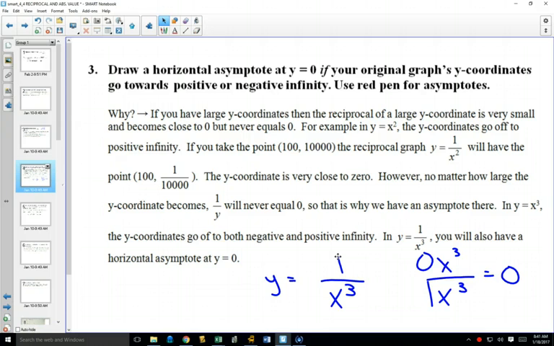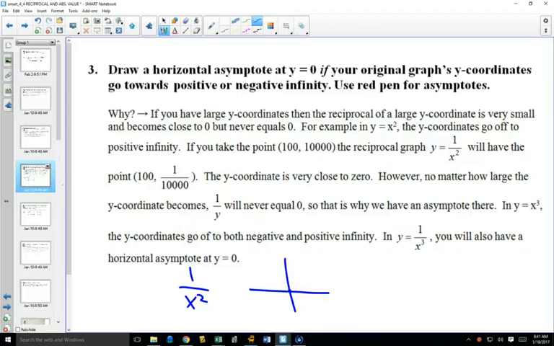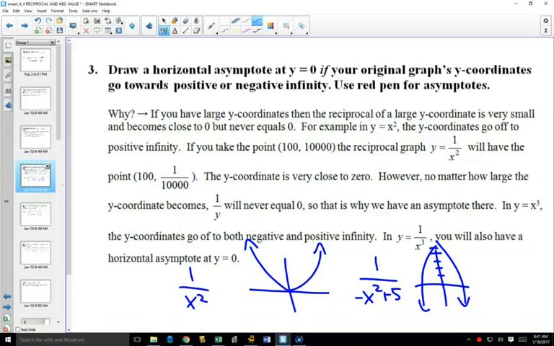So any graph on the bottom, so if I used 1 over x squared, well, you know that an x squared graph goes up forever. Or if I had 1 over negative x squared plus 5, well, that would be flipped down, moved up 5. Hey, we had that graph yesterday, didn't we? The football graph. It goes down forever.